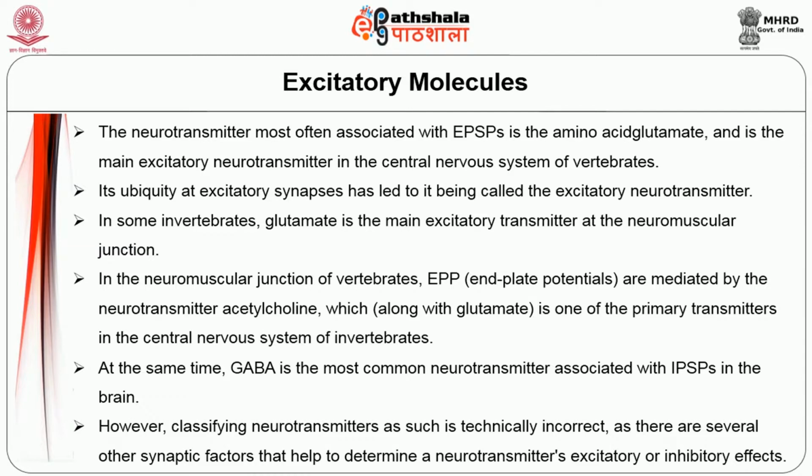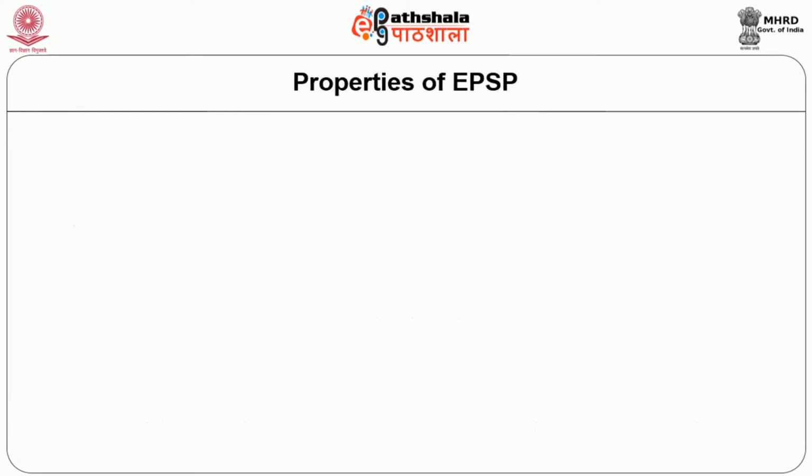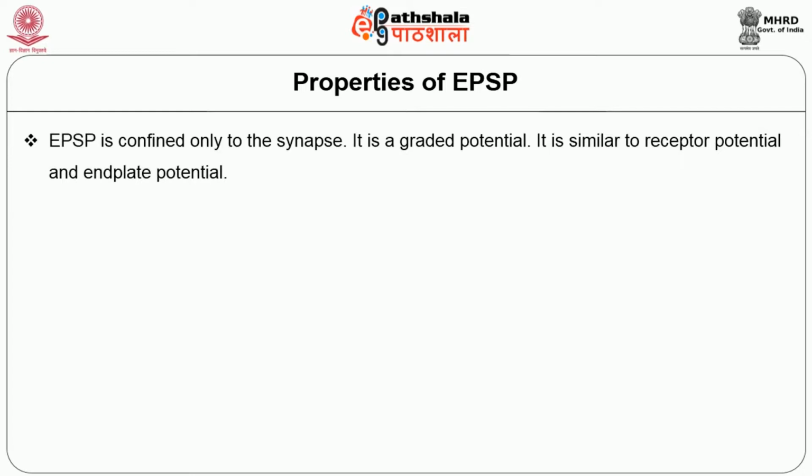However, classifying neurotransmitters as such is technically incorrect, as there are several other synaptic factors that help to determine the neurotransmitter's excitatory or inhibitory effects. The properties of EPSP: it is confined only to the synapse. It is a graded potential. It is similar to receptor potential and end plate potential.